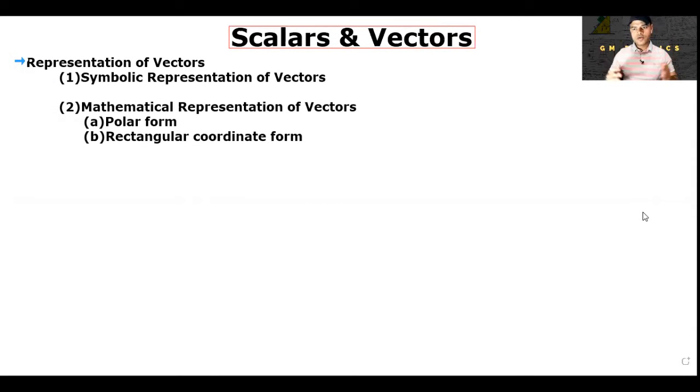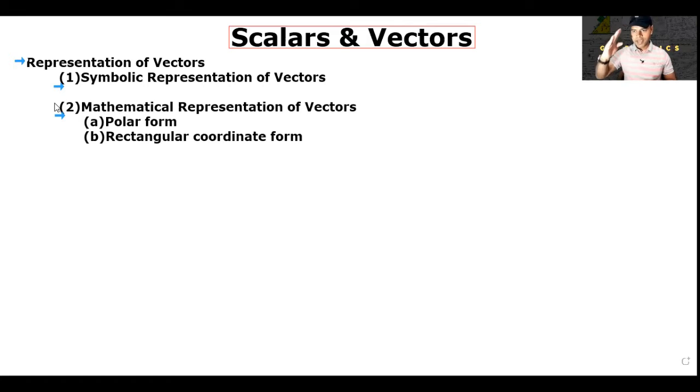Alright, so in this video lecture, we are going to learn representation of vectors. What is representation of vectors? How do we represent a given vector? How do we denote a vector? So we have two ways of representation of vectors. One is symbolic representation of vectors, and second is mathematical representation of vectors. Under mathematical representation of vectors, we'll be learning two forms. One is polar form, another is rectangular coordinate form.